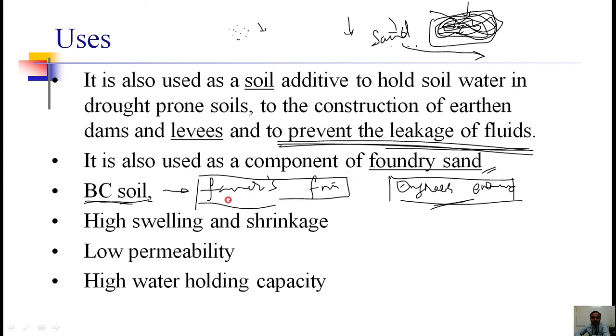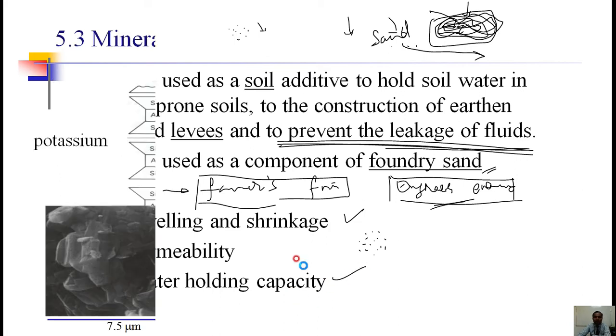Why? Because it has water holding capacity. High swelling and shrinkage, that I told. Low permeability, as the size is very small and the void size is also very small, therefore low permeability. High water holding capacity, this we studied. Okay. This is the second type of mineral.